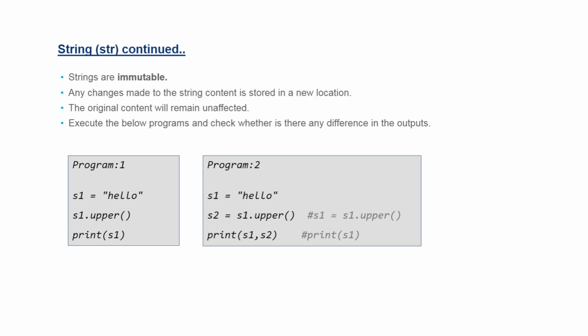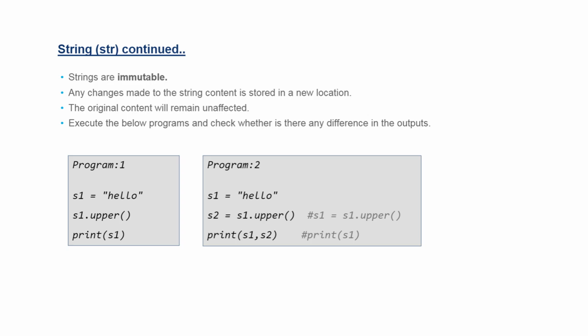So the result is not stored anywhere. So original S1 remains unchanged. So print of S1 means the same hello, the same small letter hello which is stored in S1 will be printed, because dot upper is not saved in a new variable, is not assigned any new variable.